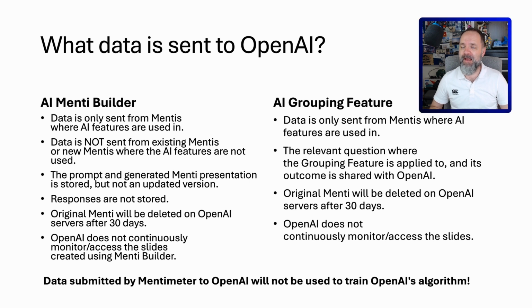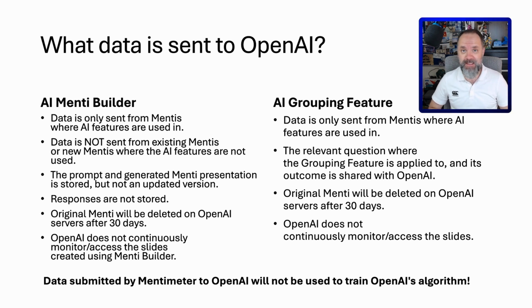So there is no data sent to OpenAI at all from already existing Mentis that you already have in your workspace, or new Mentis where the AI features have not been used at all. So none of that is sent, only if you use the AI Menti Builder to generate a draft, a starting point of a slide set, that is being sent.